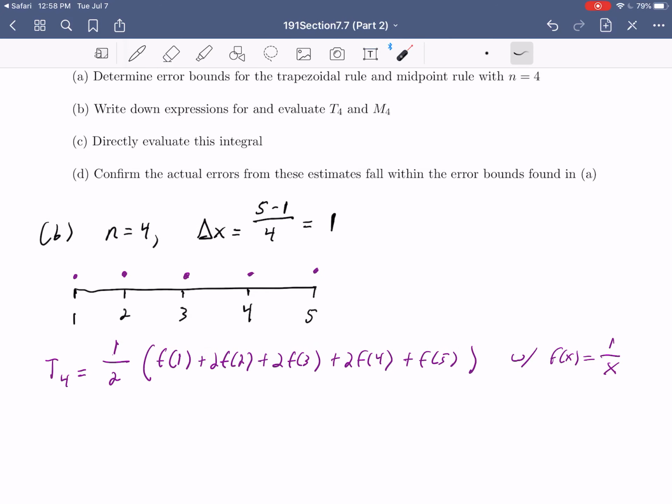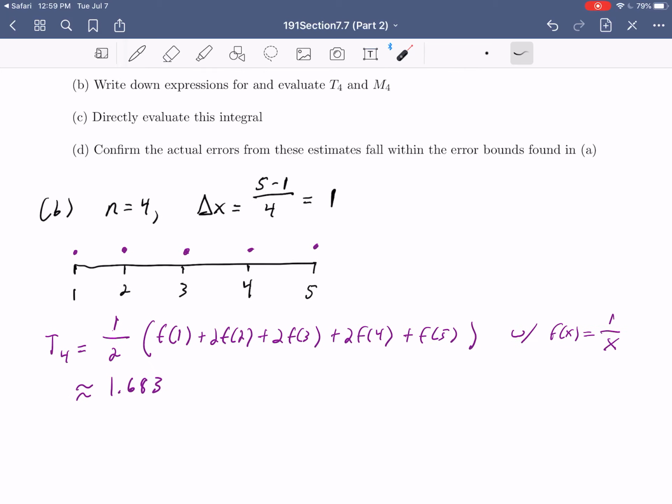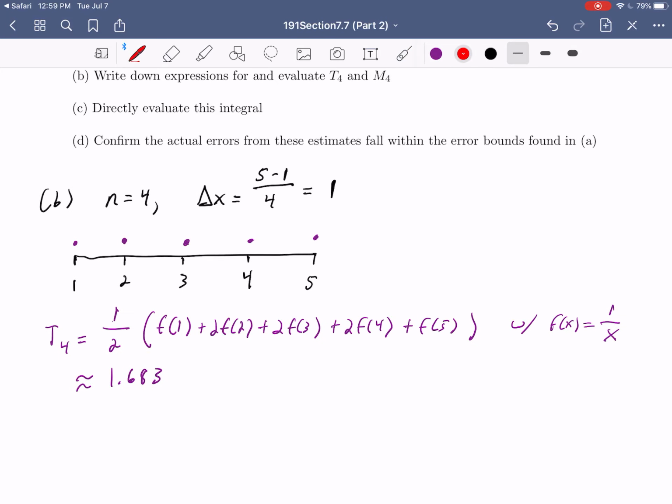So what we should get here is 1/2 times 1 plus 2 times 1/2 plus 2 times 1/3 plus 2 times 1/4 plus 1/5. And if we do that approximation, it looks like we should get that this comes out as approximately 1.683. So there we go. It's 1.683 for our approximation there. Okay, so that's T4. Now let's go ahead and do the midpoint rule.